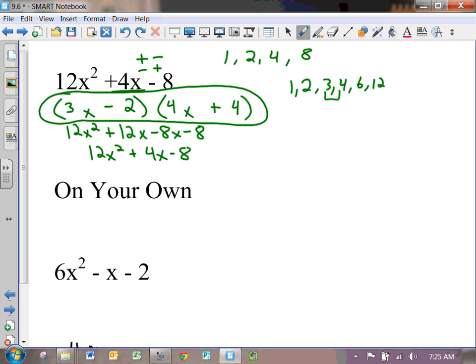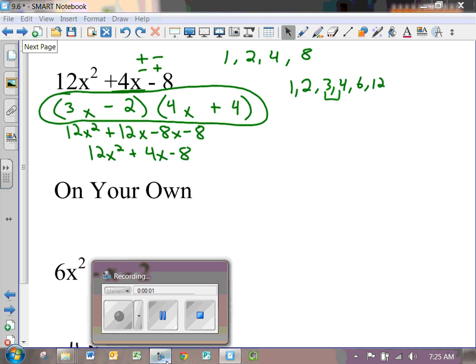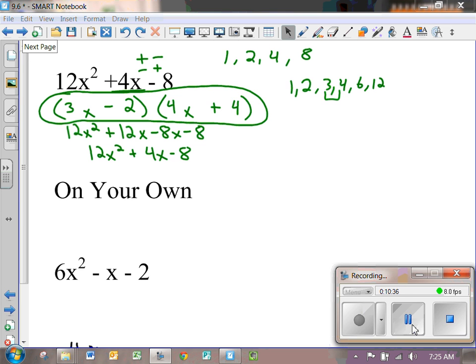Alright? These are going to take time. They are going to take for you to play with the numbers until you get what's right. You will eventually be able to figure out on your own a little bit better what they're going to look like. What I want you to do is go ahead and pause the video and try the next one on your own.